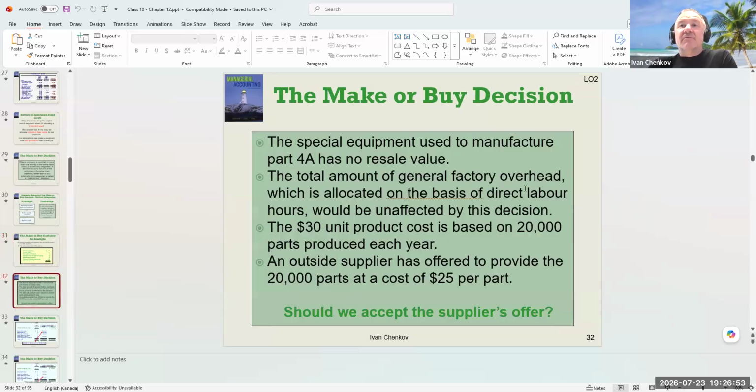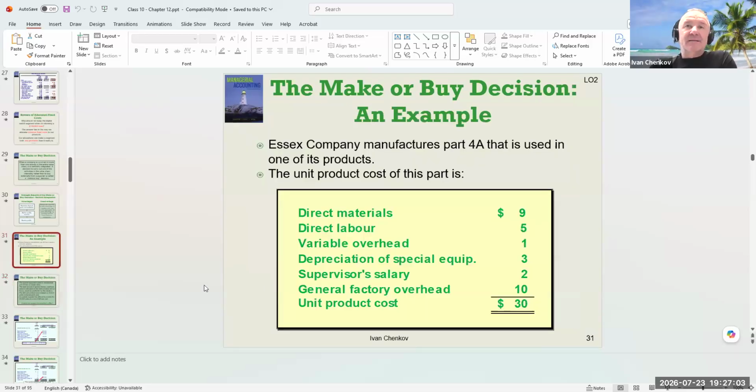Total amount of the general factory overhead, which is allocated on the basis of direct labor hours, would be unaffected by this decision. So whatever we decide to do, make it or buy it, the $10 is going to stay with us. We're going to carry it. So now $10 is the general factory overhead. Once we remove the $10, our costs become 20. Once we get rid of the depreciation, we're going down to a cost of $17.